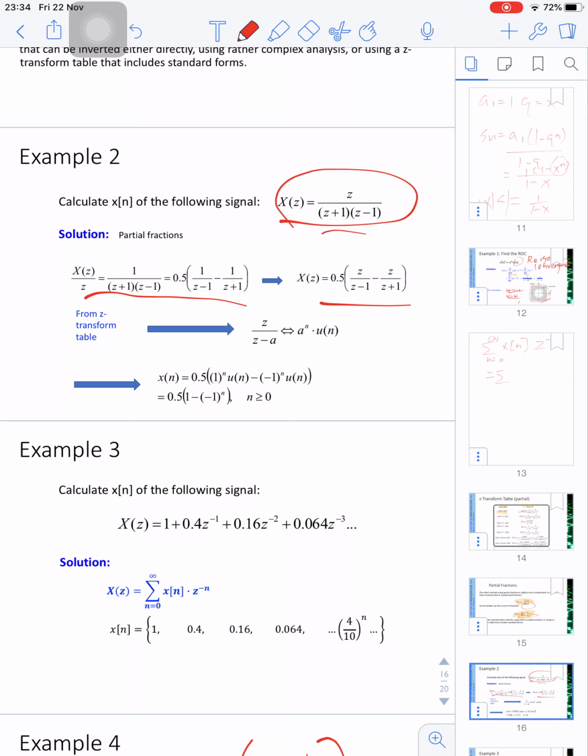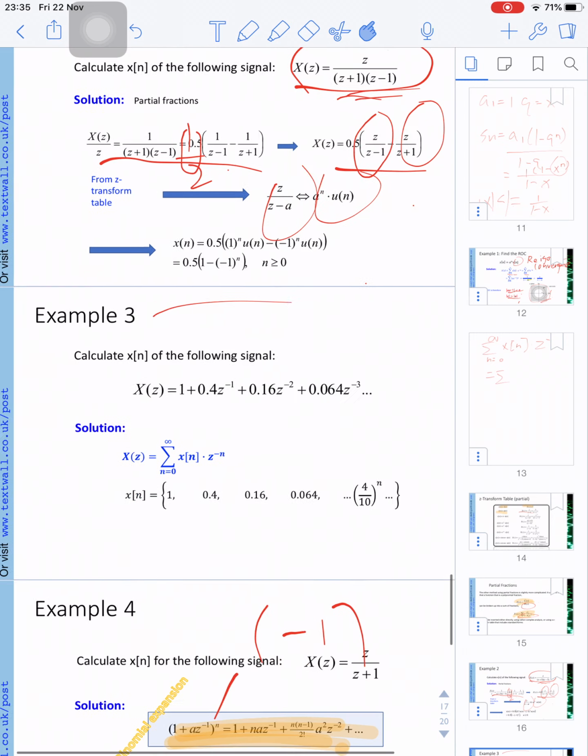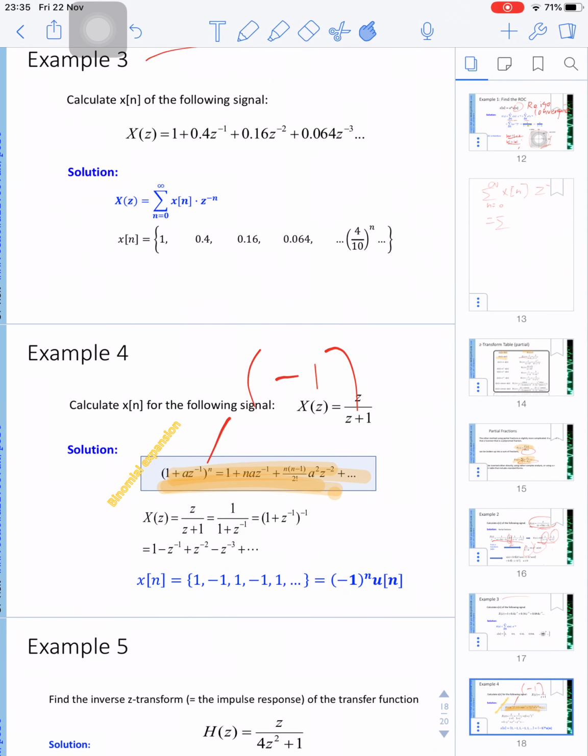We can get 0.5 out of here, which is just the coefficient, the parameters down there, 1 plus 1 is 2, 1 divided by 2, and then we are going to apply each one to the corresponding formulas, and we're going to get the final answer. And additionally, for this one, we're going to find the inverse Z transform based on that.